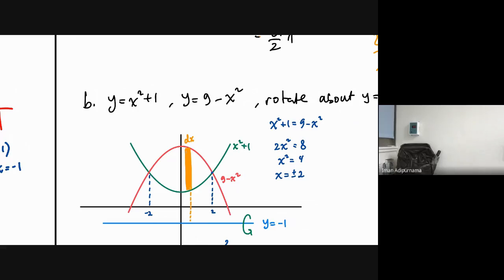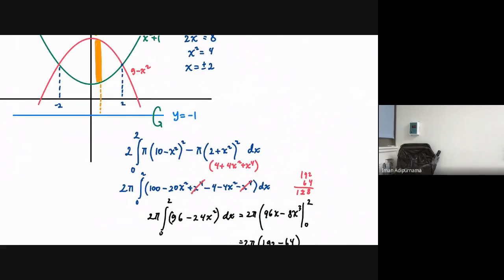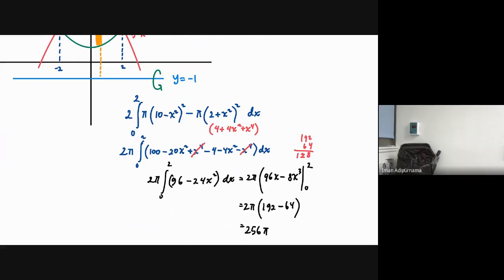So we can use the disk method, in which you apply the outer radius minus the inner radius. You get some calculations here with some numbers, but because you only use 2, I think it's doable, and you can find it's actually 256 pi.